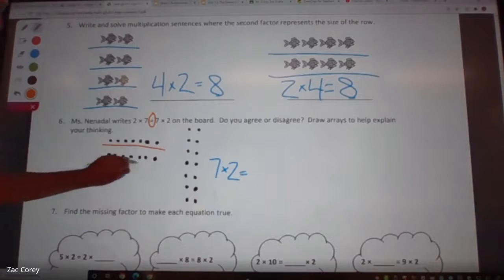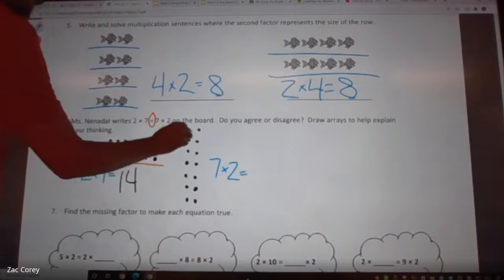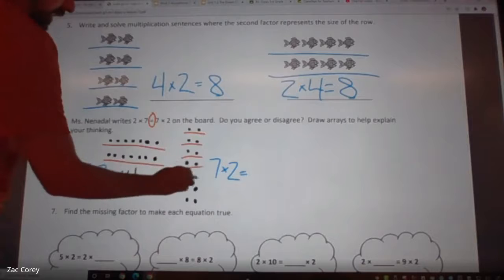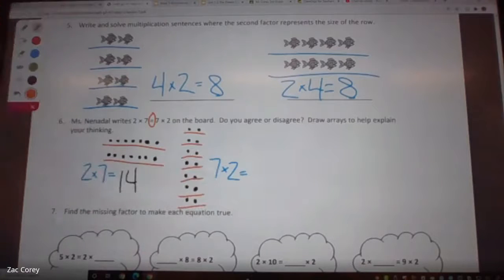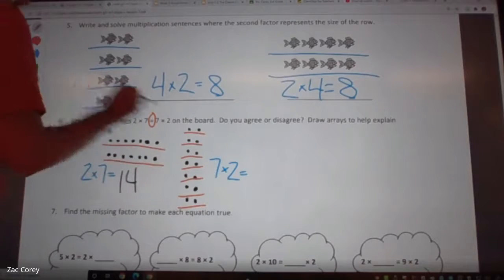All right, so on this first array, we have 2 rows. That's why I wrote my 2 first. And in each row, we have 7 dots. Okay? So if we do 7 2 times, that means 7 plus 7, which equals 14. And then over here, we have 7 rows. 1, 2, 3, 4, 5, 6, 7. That's why I wrote the 7 first. In each row, we have 2 dots. So if we count by 2 7 times, we have 2, 4, 6, 8, 10, 12, 14.